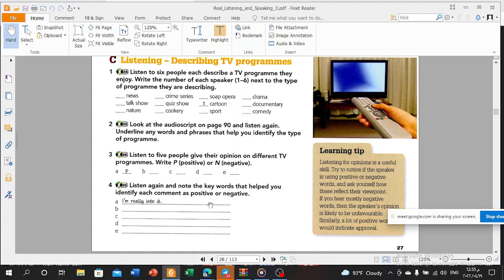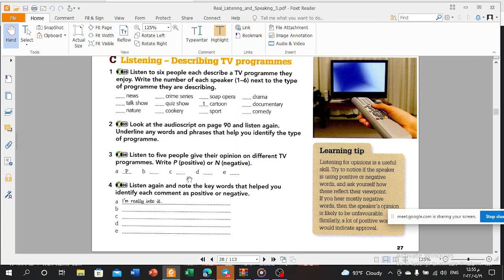The first one, which is positive, I'm really into it, can mean that I like it pretty much. While I'm not keen on it can mean the opposite idea of the first utterance and would mean what? Would mean that you didn't like it very much. You didn't like the TV program.